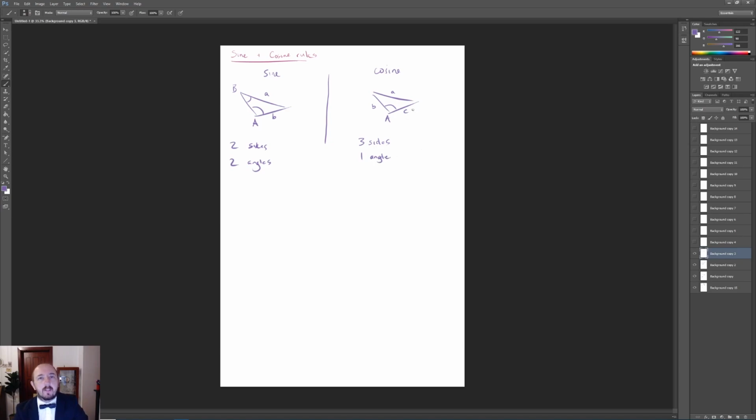So your job at the first part of this question is to identify which of these rules you're going to use, and you just use this guide to help you. So three sides and one angle is going to be cosine rule. Both of these formulas are at the front of the book, so just make sure that you look at the front, get the correct version, and then substitute in to find out your values for the sides or the lengths.